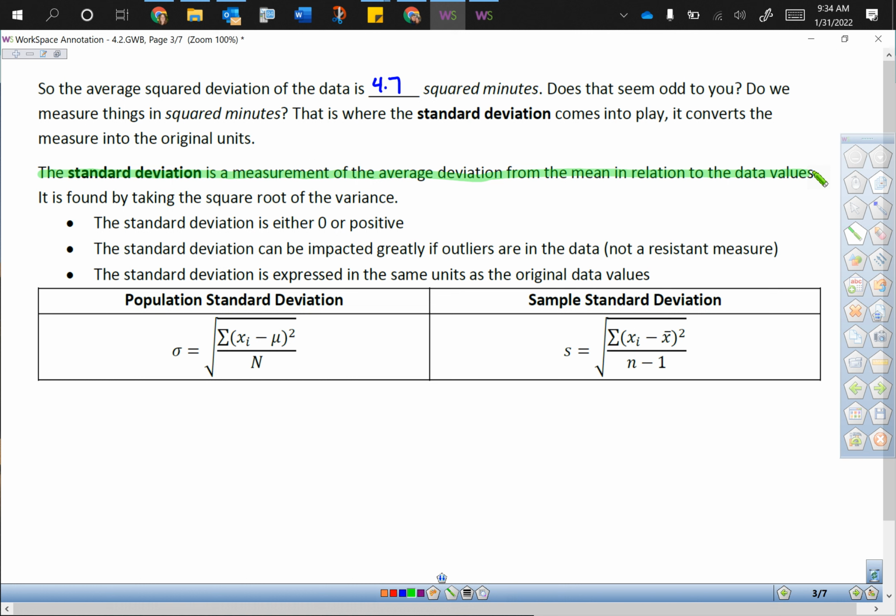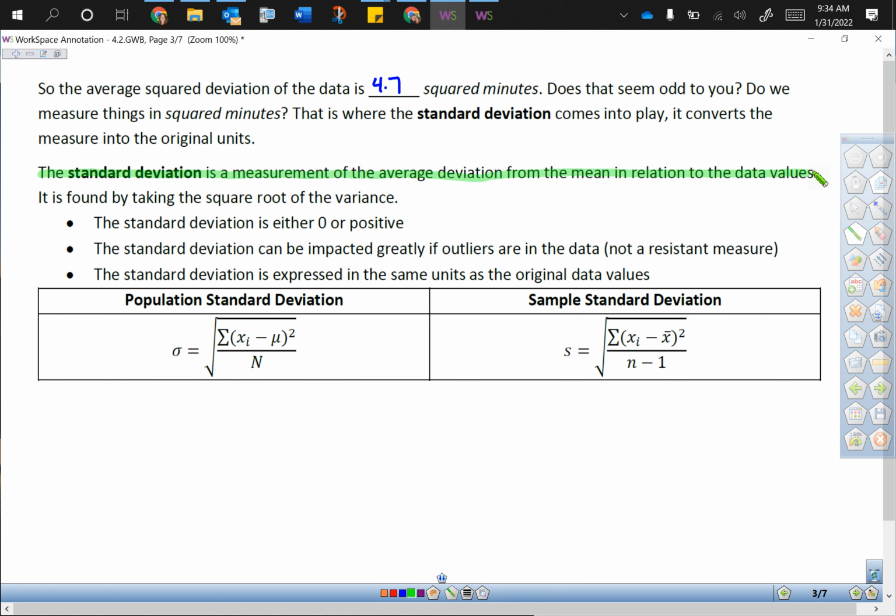It is found by taking the square root of the variance. So this is really important. If you've already found the variance, to get your standard deviation, you don't have to go through any more work of finding the deviation and squaring it and dividing it. No, all you have to do is take the square root of that variance. That's why the variance is s squared, because the standard deviation is just the square root of that, which is s.